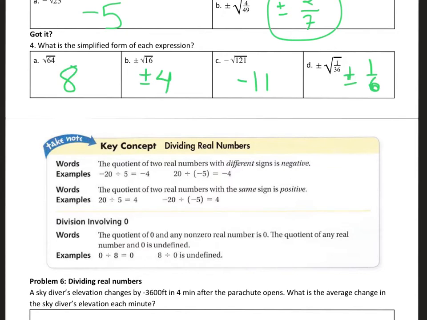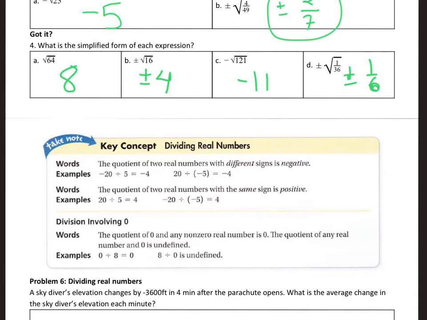All right, so the got its are pretty straightforward, same as the last example. What times itself is 64? That's 8. If you want to check with your calculator, it's fine, but I just like you guys to know some of these basic perfect squares, okay? Part B, what times itself is 16? That's 4. And just that positive, negative, just get used to seeing that. We're going to cover that more later this year, but I'll explain that a little bit later on, okay?